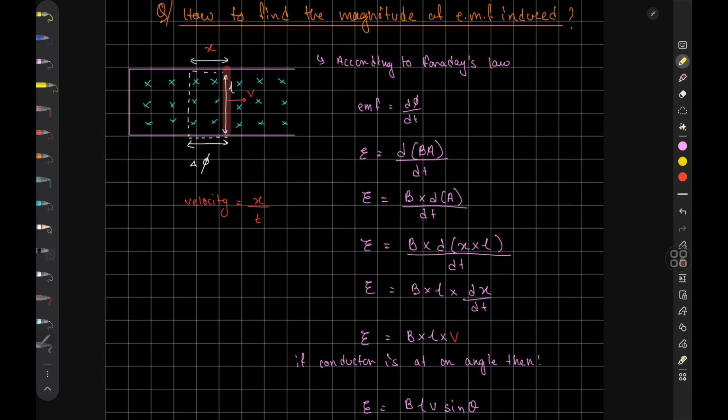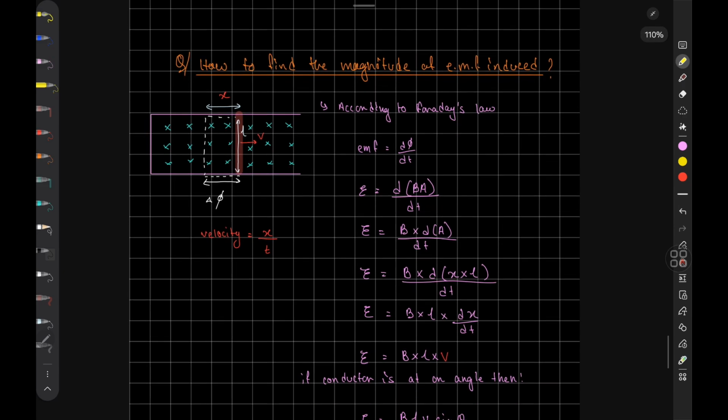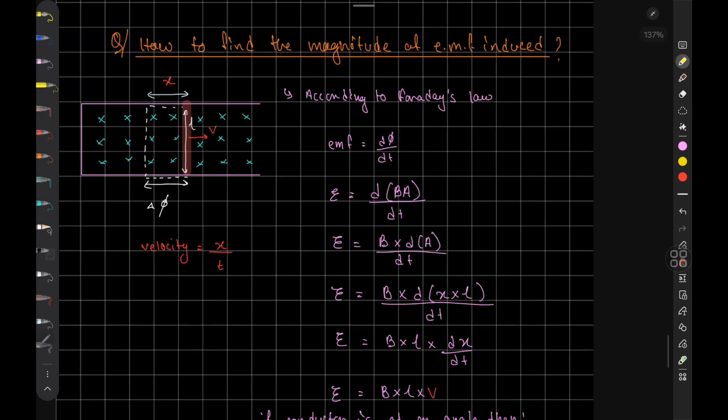So basically, over here what's happening? What is the flux change? It is basically whatever the B field is, or the density of flux over here, times the area, that is the flux change. And then X shows the distance covered by the conductor, and V is basically X by T, so how much distance it covered per unit time.